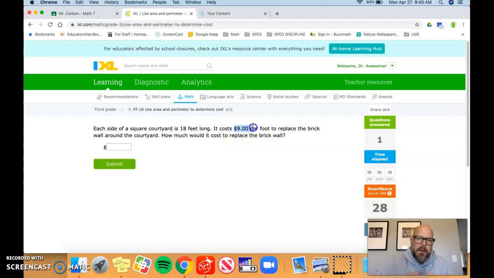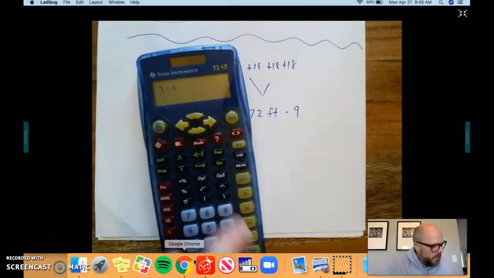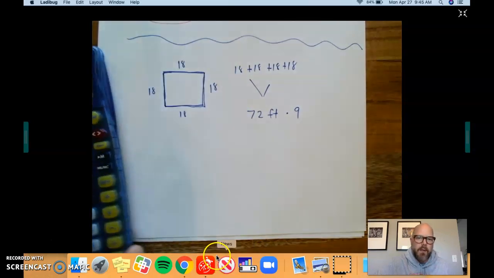And it is $9 per 1 foot. So 1 foot of this brick wall is $9. So we need to multiply that times the 72 feet that we have all together, okay? So 72 times 9 is 648.